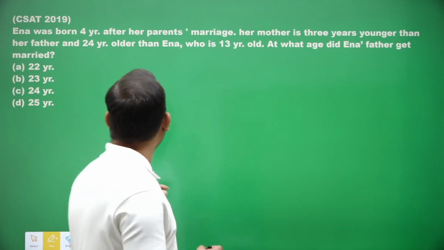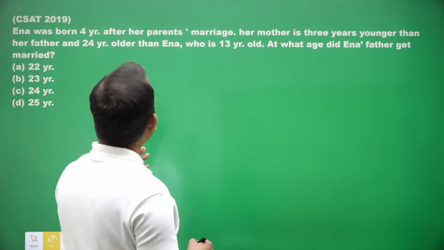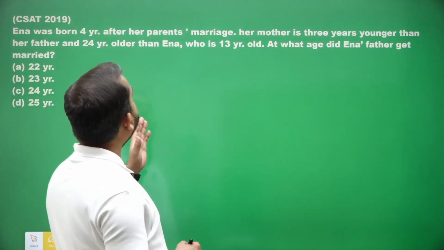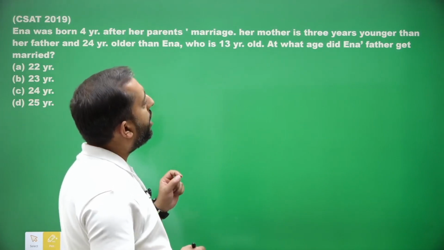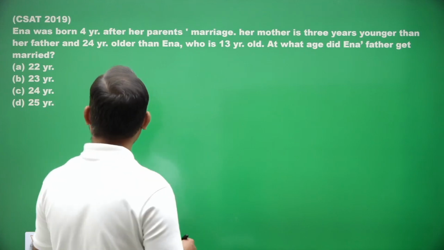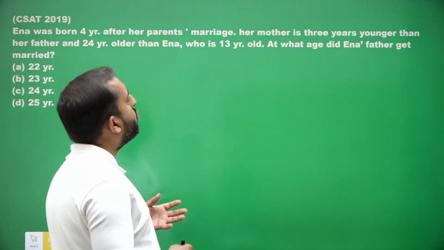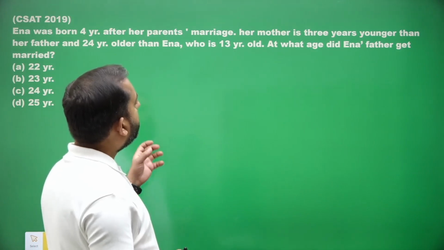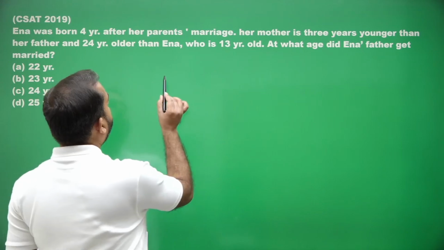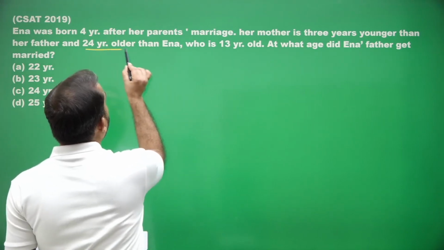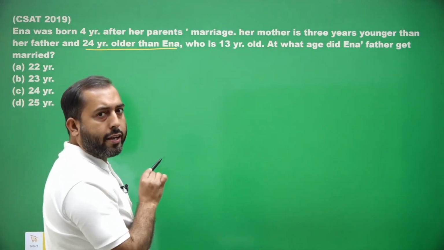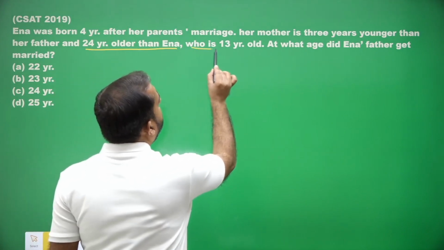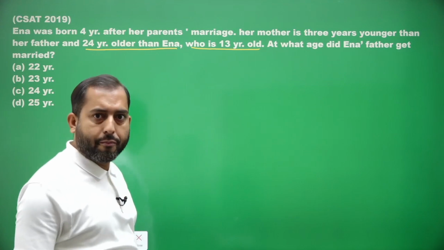It says Ina was born 4 years after her parents' marriage. Her mother is 3 years younger to her father and 24 years older to Ina, who is 13 years old. Now, see, Ina's mother is 24 years older than Ina, who is 13 years old.